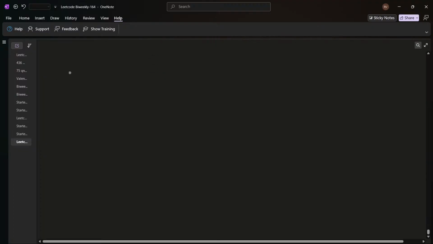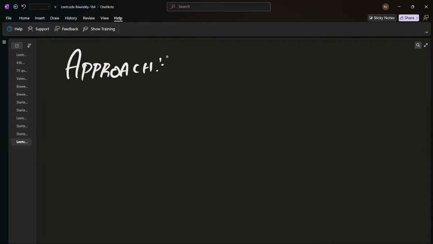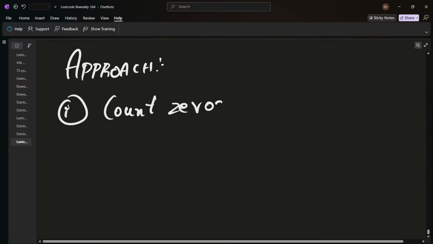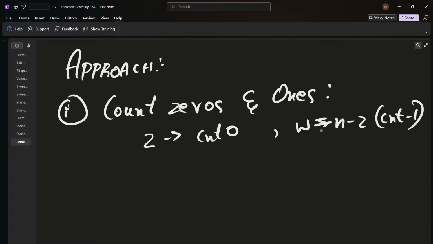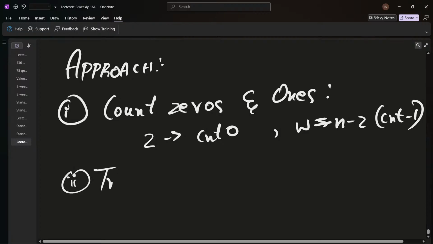Quickly going on to the approach. First step, we'll count. What are we gonna count? Zeros and ones. Z we'll take as count of 0, and W, n minus z, count of 1. Done.